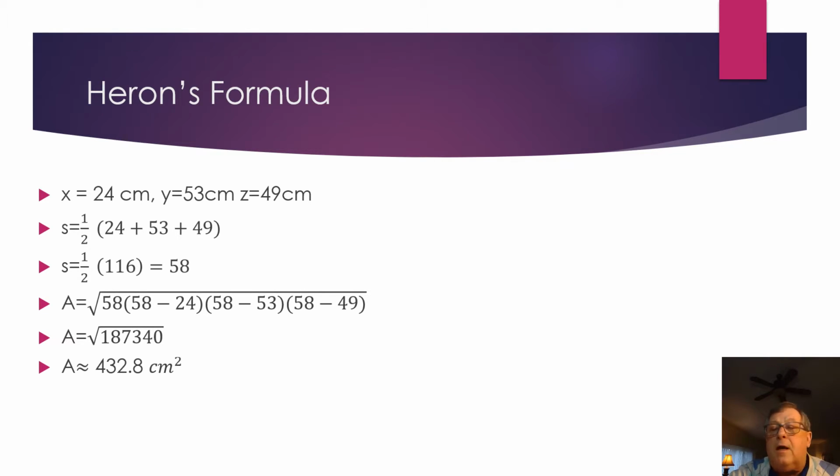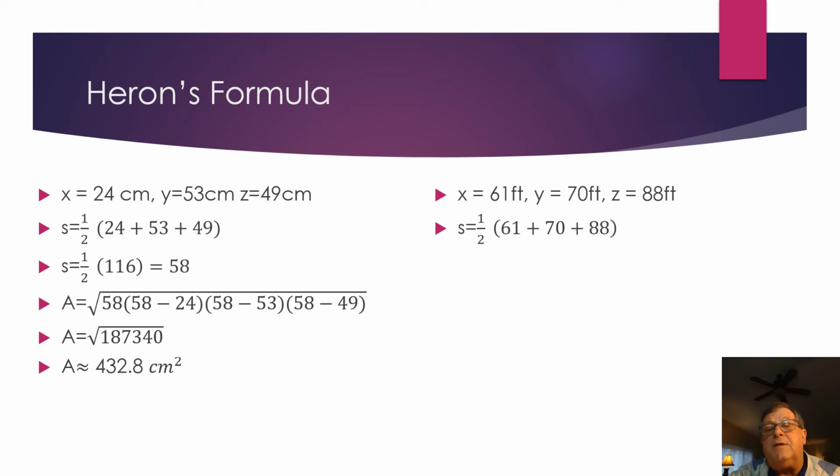Shall we look at one more example? Why not? Here our side measures are X is equal to 61 feet, Y is equal to 70 feet, and Z is equal to 88 feet. What's the first thing we need to do using Heron's formula? We need to find S. So S is equal to 1/2 of 61 plus 70 plus 88, which is 1/2 times 219.